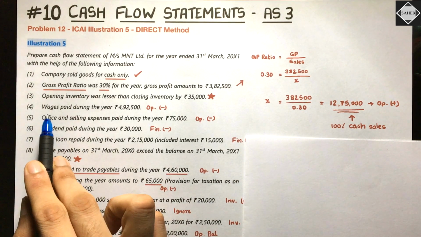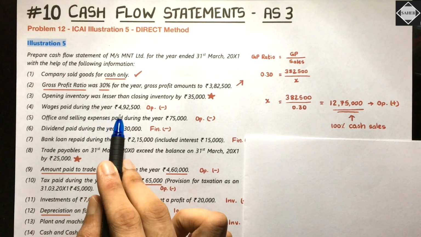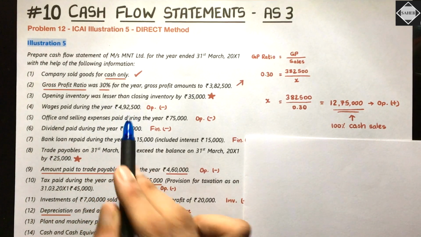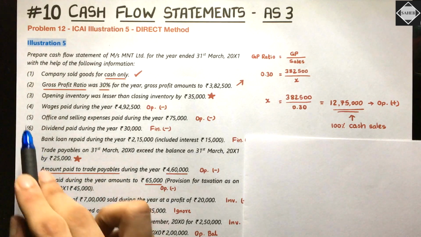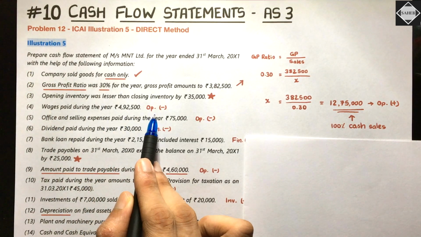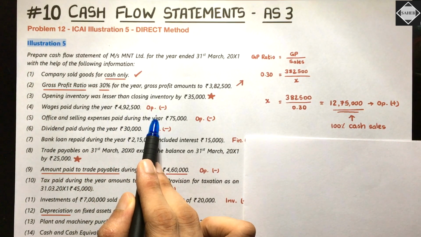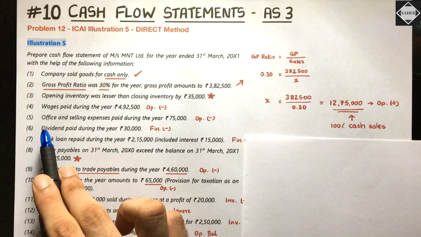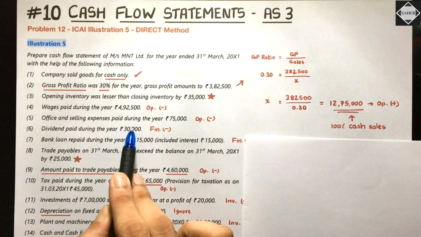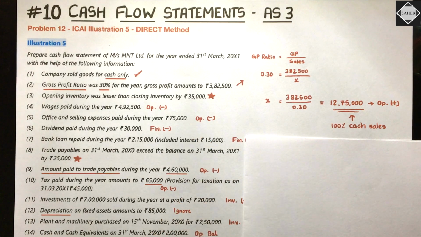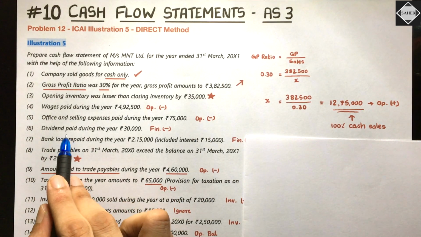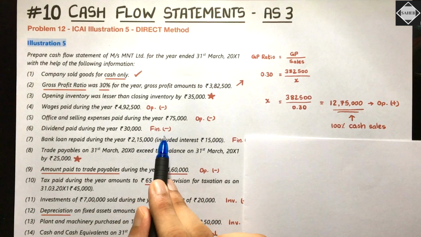Okay, fine. So the fourth point is, see here, wages paid during the year 4,92,500. Really simple. It's operating expense. Yeah, the third element I talked about. So we will just subtract it in the operating activity. Fine, clear. Next we have, see, office and selling expenses paid during the year 75,000. Again, simple operating expense. We'll subtract in operating activity. It's an outflow. Okay, fine. Next we have, see, dividend paid. Dividend paid means financing activity. In financing, we'll subtract that.